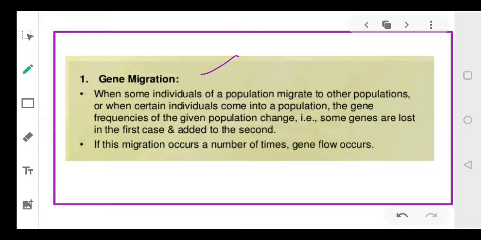So the first evolutionary force is gene migration. Let's see what gene migration is. It means when some individuals of a population migrate to another population.